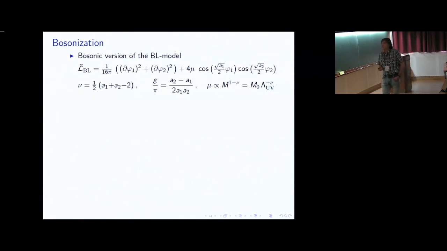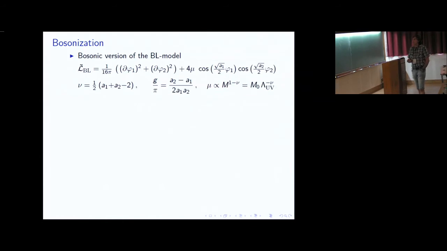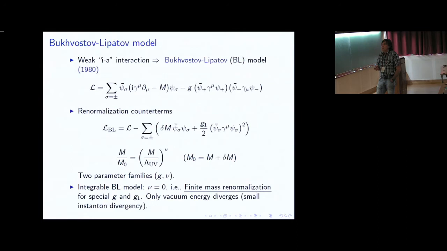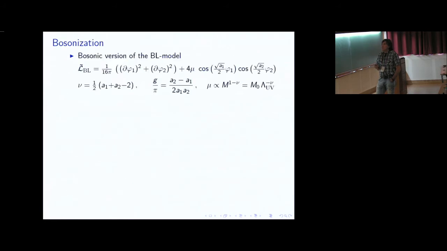using the machinery of bosonization, starting from the work of Coleman and Mandelstam. We know that the fermionic theory in 1+1 dimensions, so two Euclidean dimensions, can be understood as a bosonic theory, like the sine-Gordon model, which can be equivalently described as the massive Thirring model. The same happens for the Bukhvostov-Lipatov model, even the general one, which can be bosonized in terms of two bosonic fields, phi1 and phi2, with interactions where I use a1, a2 as the parameters. These two-parameter families: nu is our parameter, g is another parameter of the fermionic theory, and we also have two parameters a1 and a2. This is the relation between the critical exponent nu and the four-fermion couplings g.